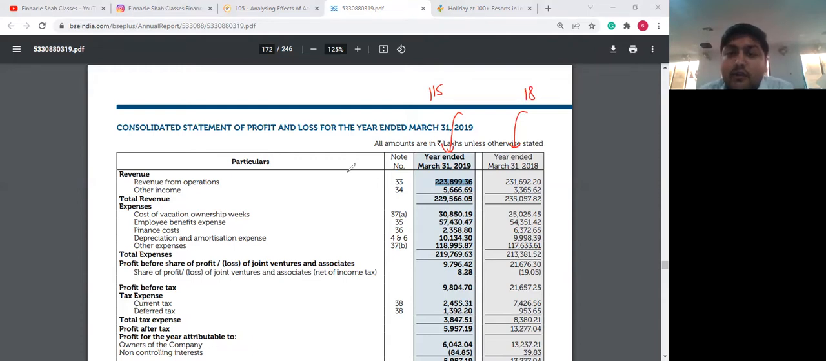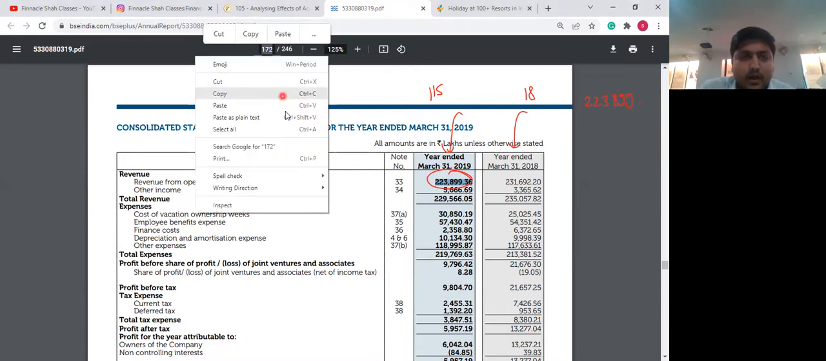Now, let me actually walk you through. So this is as per new numbers. I'm just going to write it down for your reference, 223,899. This is as per new figures. Now, let me actually transition to the same page. I think it was 198.